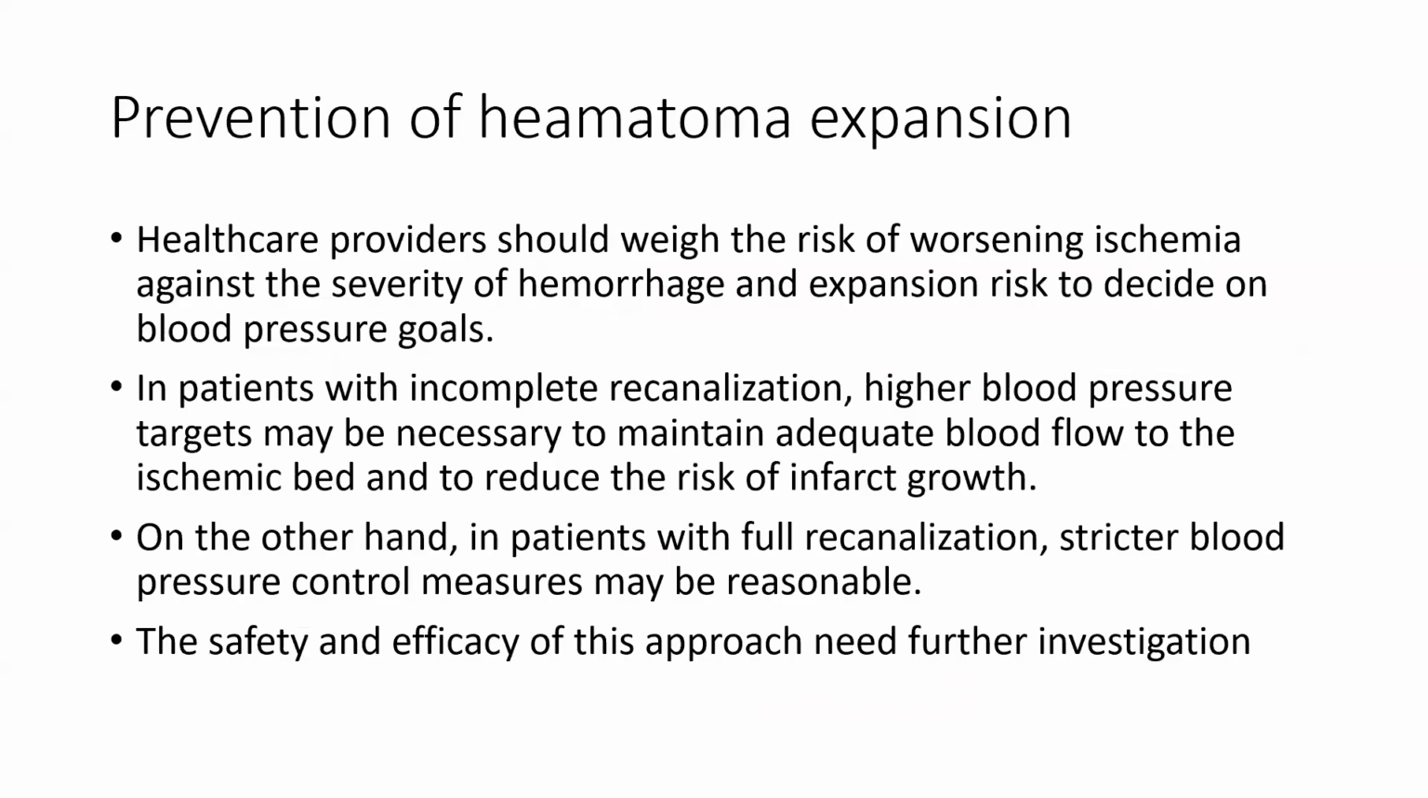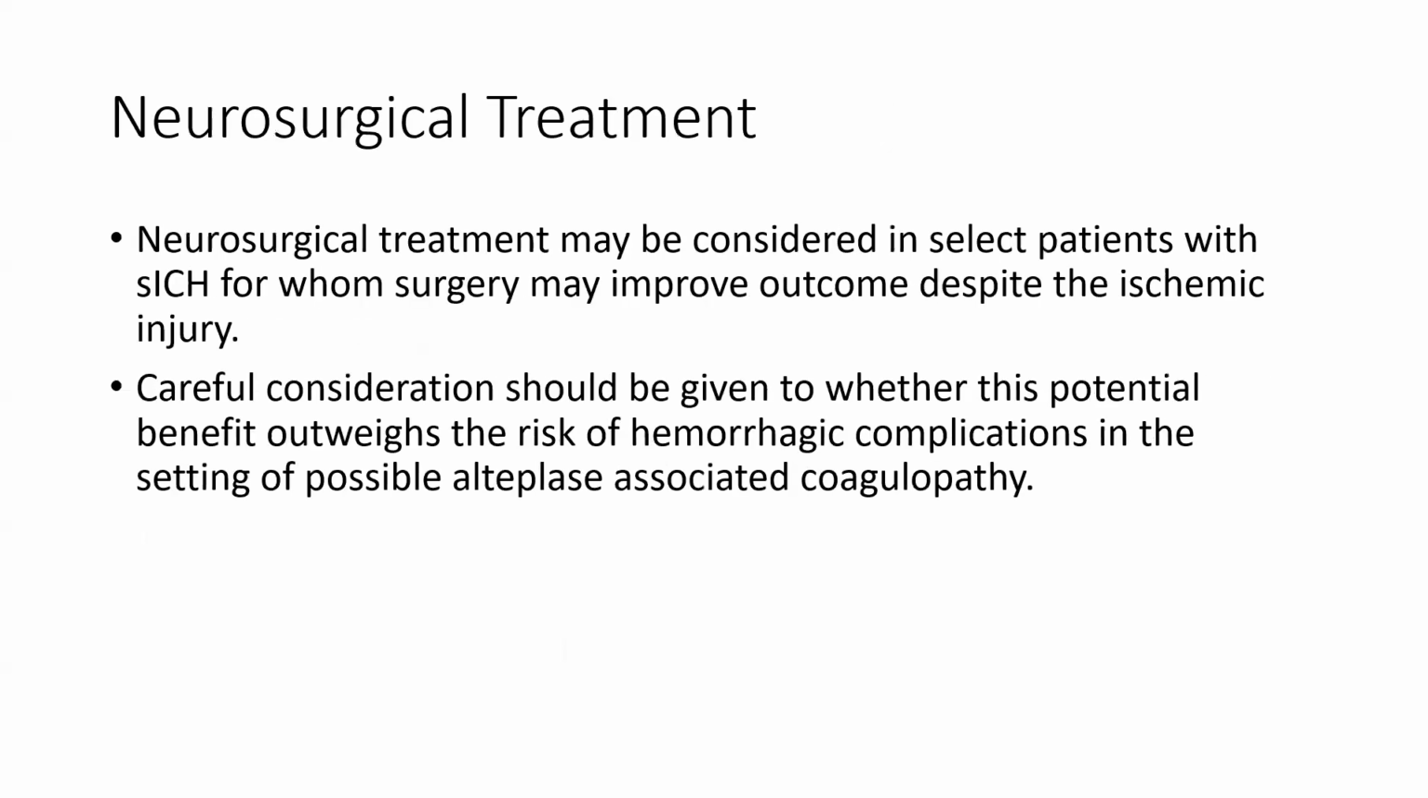Now, how to prevent this hematoma expansion? Healthcare providers should weigh the risk of worsening ischemia against the severity of the hemorrhage and expansion risk to decide on the blood pressure goals. The patient with incomplete recanalization, a higher blood pressure target may be necessary to maintain the adequate blood flow to the ischemic bed and to reduce the risk of infarct growth. But the patient with the full recanalization, then the strict blood pressure control should be there. The safety and efficacy of this approach needs the further investigation.